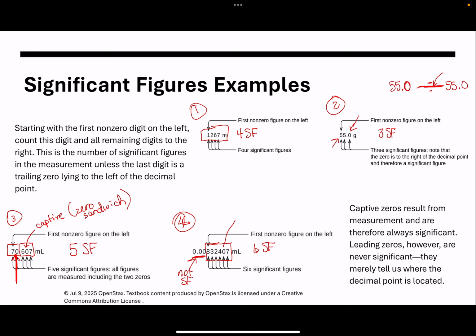And this zero right here matches a whole nother rule as well, which is captive zeros or zero sandwiches. It's in between two non-zeros, so we knew it was significant. So, captive zeros result from measurement and are therefore always significant. Leading zeros are never significant because they merely tell us where the decimal place is located.